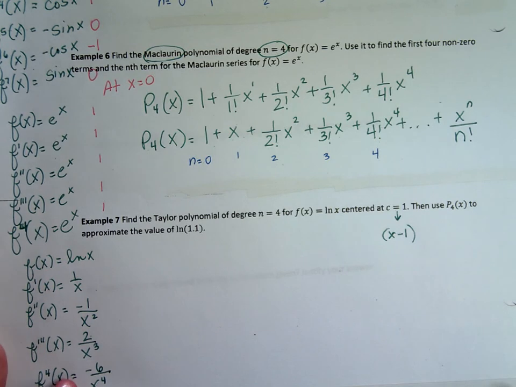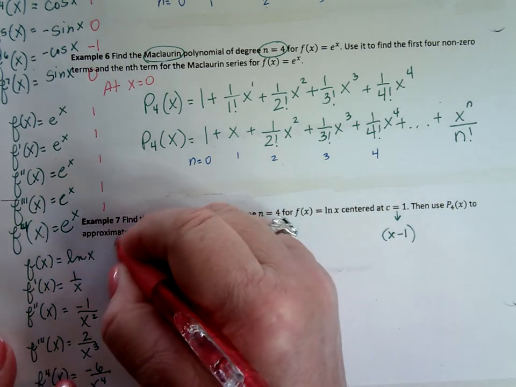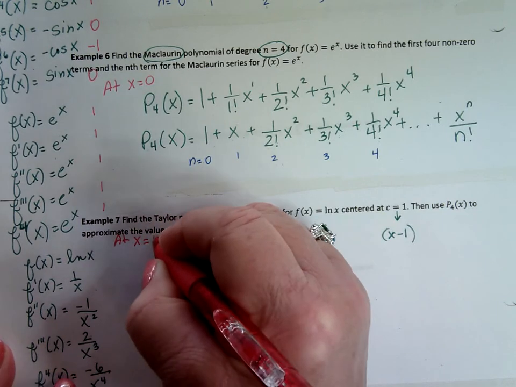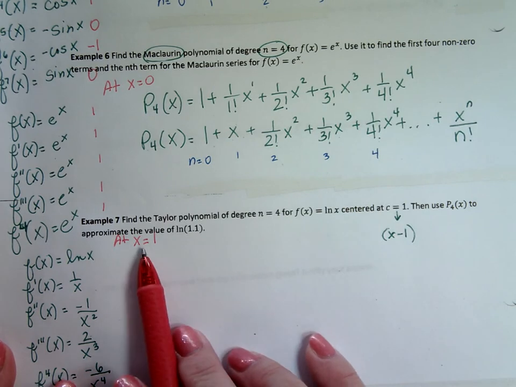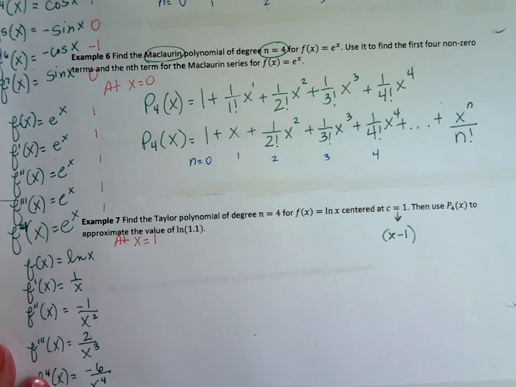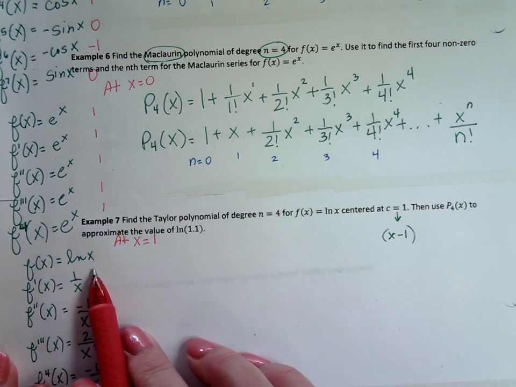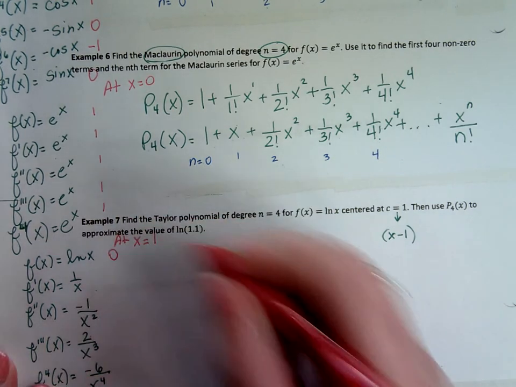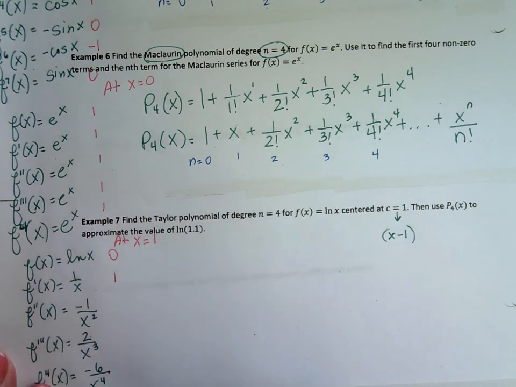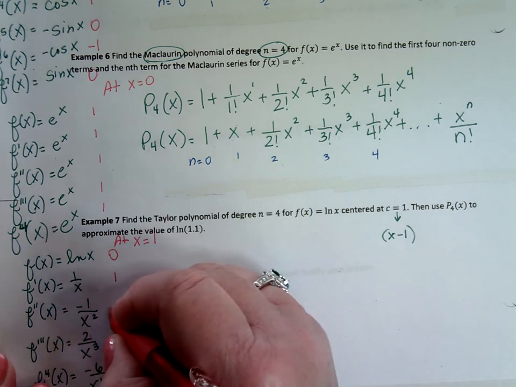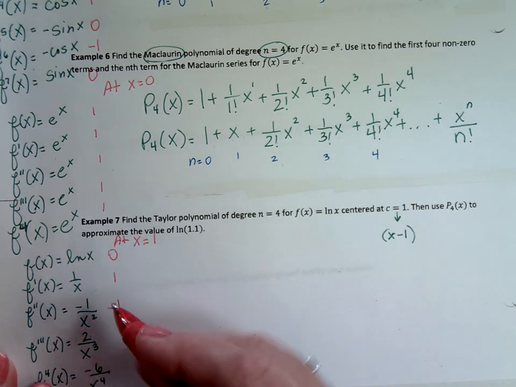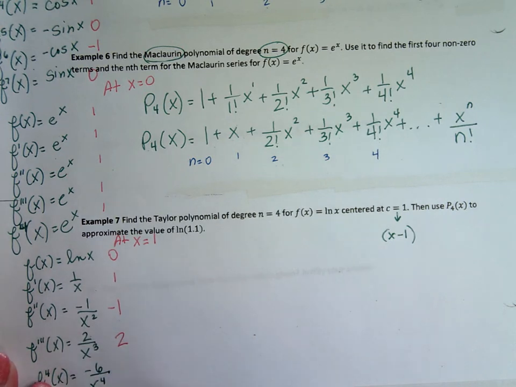Now I need to evaluate it at x equals 1 this time, where all the rest of them so far have been at x equals 0, because that's where the center was. It's always wherever the center is where you're evaluating these derivatives. So the ln of 1 is 0. 1 over 1 is 1. -1 over 1 squared is -1. 2 over 1 cubed is 2. And -6 over 1 to the fourth is -6.